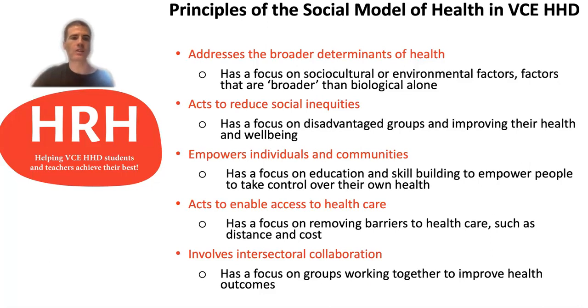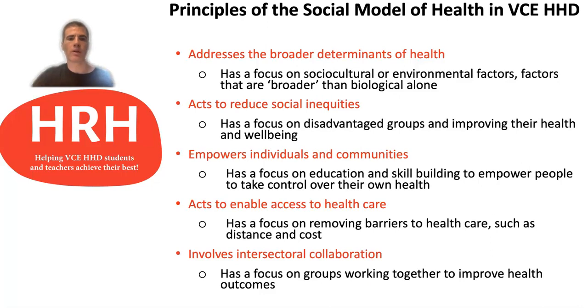The second one there acts to reduce social inequities. We talked about equity when we talked about the prerequisites earlier in Unit 3. Remember social justice and equity were examples of those prerequisites of the WHO. And so reduce social inequities is focusing on reducing some of those differences in health and well-being between disadvantaged groups and other groups in the community.